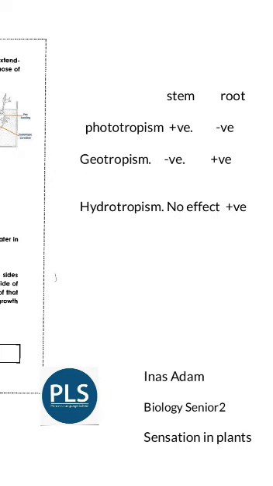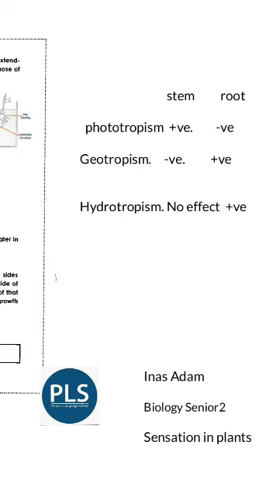Now, dear students, let's revise the concepts that we have just studied today. The stem is positive to phototropism, but the root is negative to phototropism. The stem is negative to geotropism, but the root is positive to geotropism. And finally, there is no effect of hydrotropism on the stem, but the root is positive to hydrotropism.